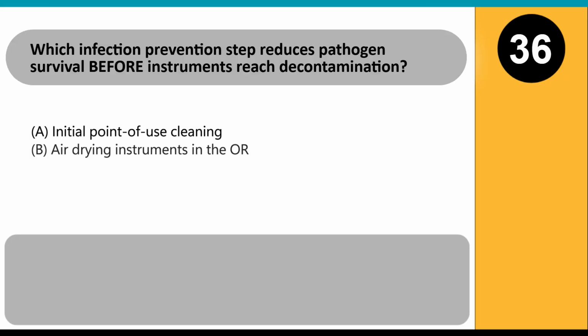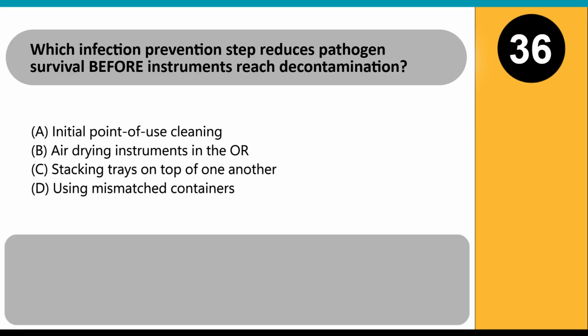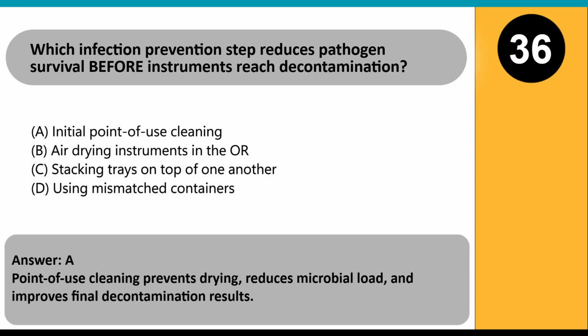Which infection prevention step reduces pathogen survival before instruments reach decontamination? A. Initial point-of-use cleaning. B. Air drying instruments in the OR. C. Stacking trays on top of one another. D. Using mismatched containers. Answer, A. Point-of-use cleaning prevents drying, reduces microbial load, and improves final decontamination results.